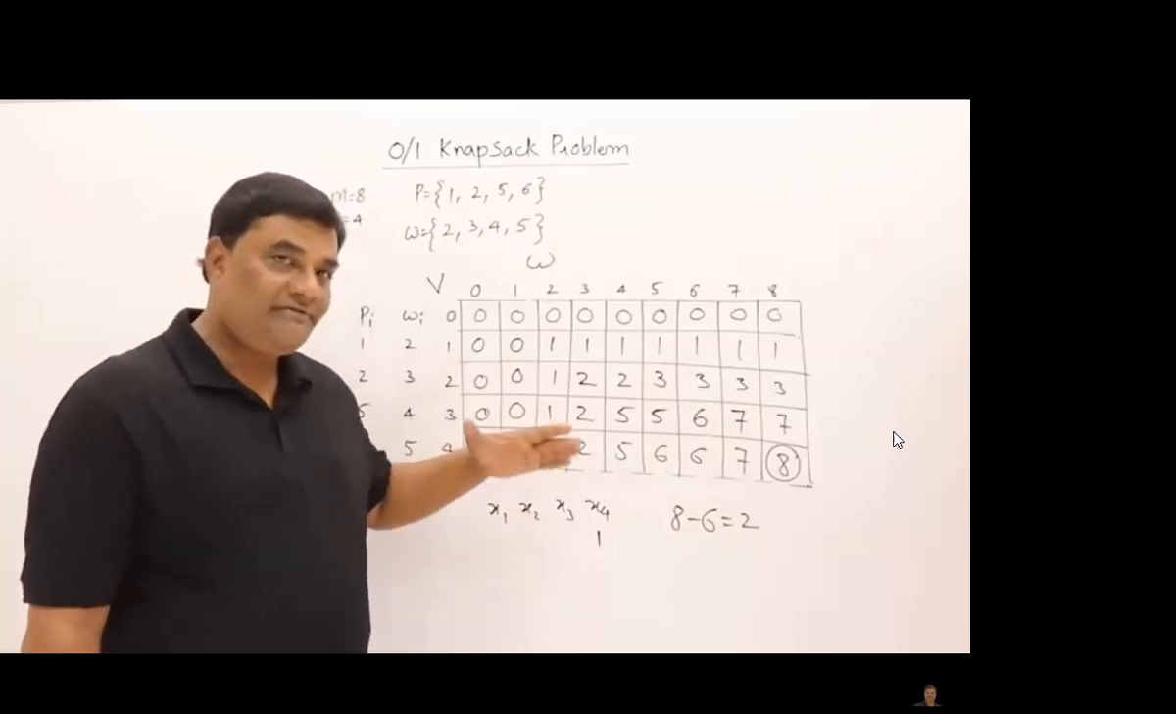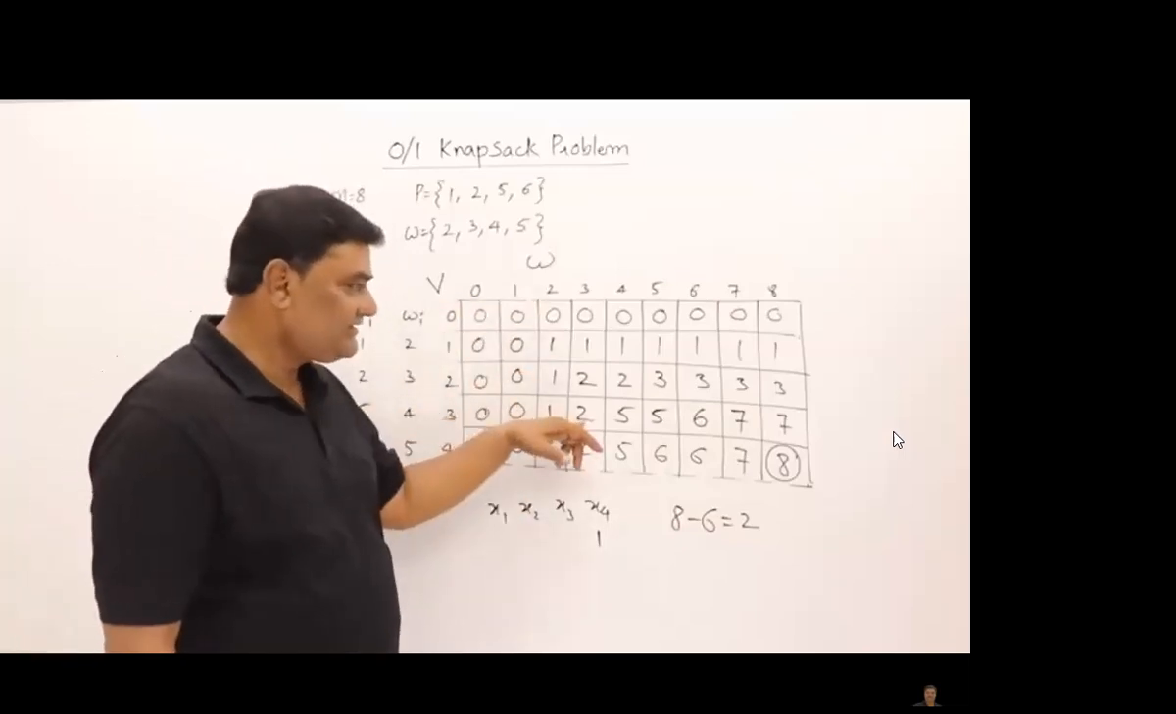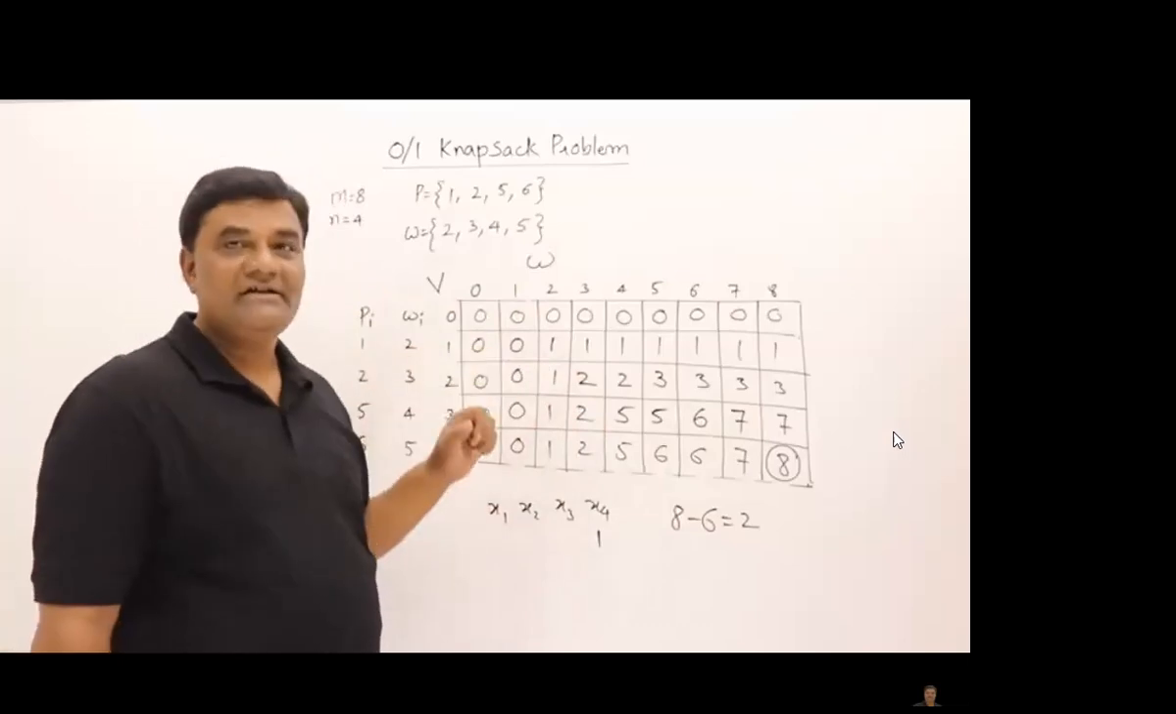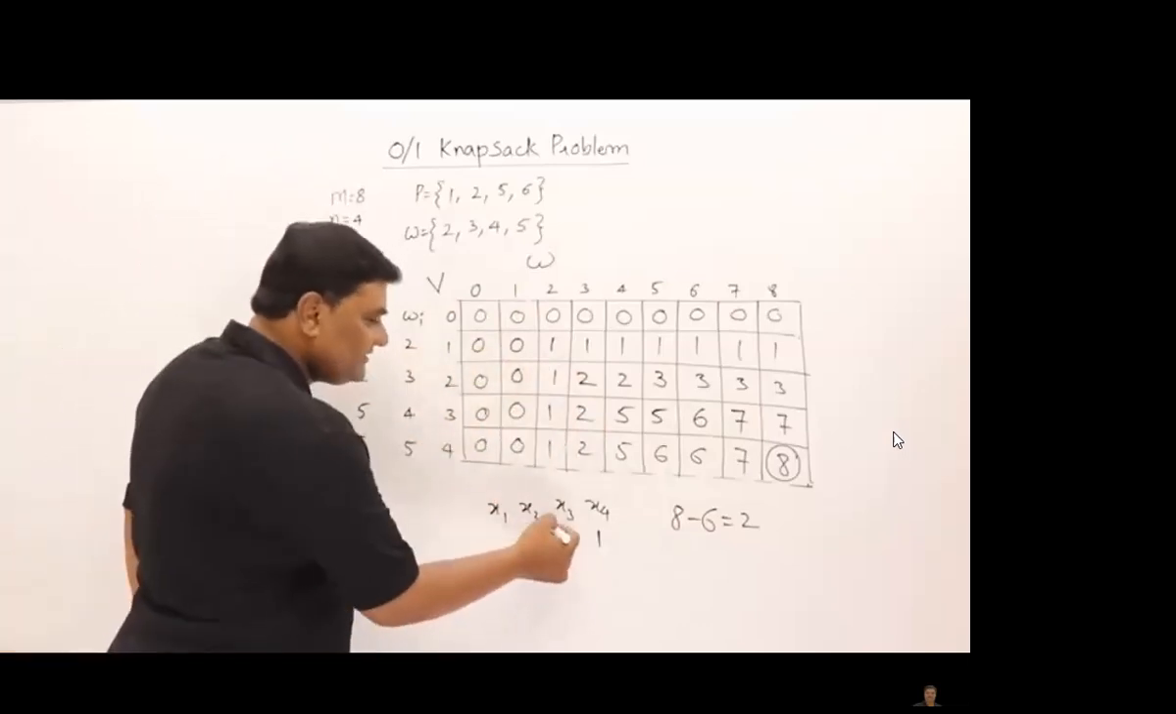Now I have to check for the third object. Fourth, then third, then second, and then 1. So third object, is 2 there? Yes. It's the same value, 2 is there in the previous row also? Yes, it is there. So it means it is not because of the third object. So don't include the third object.